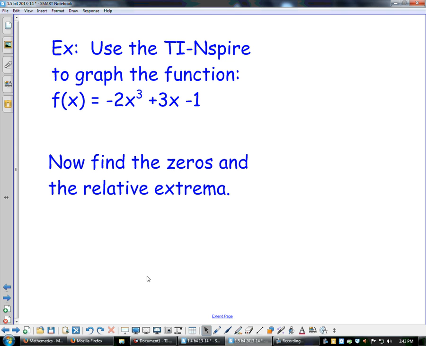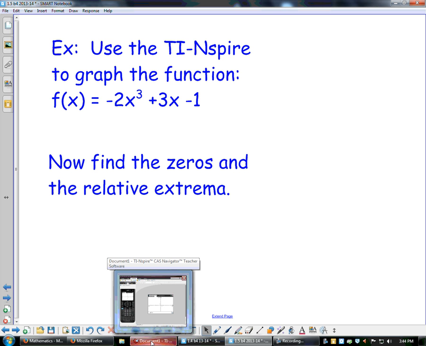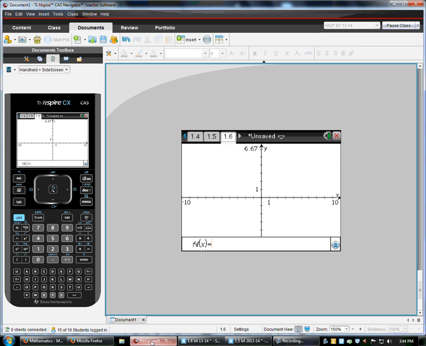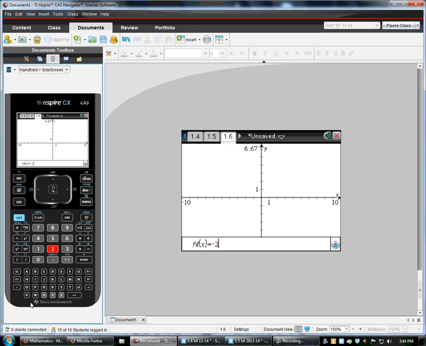So let's try this example. We're going to graph f of x equaling negative 2x cubed plus 3x minus 1. And so on our graphing calculators, negative 2x cubed plus 3x minus 1. Let's type that in. I'm on a graphs page. Negative 2x cubed, so I've got to do x raised to the third.